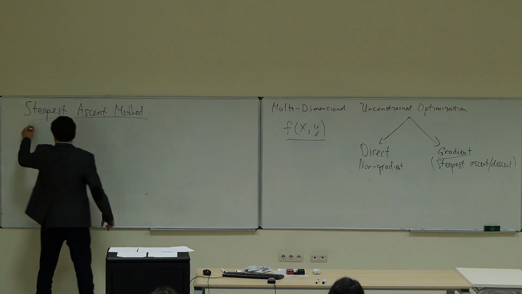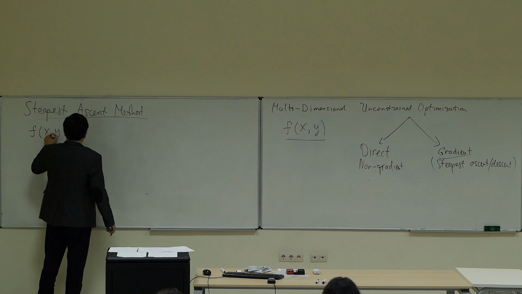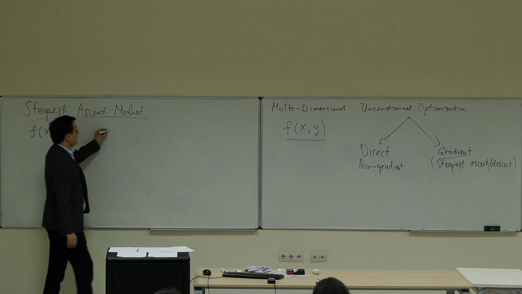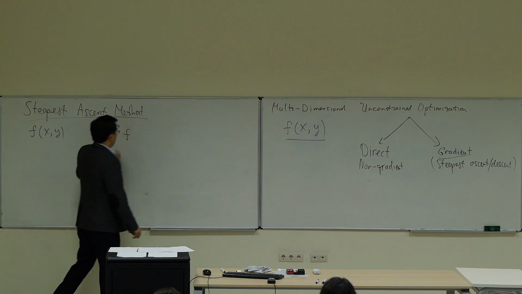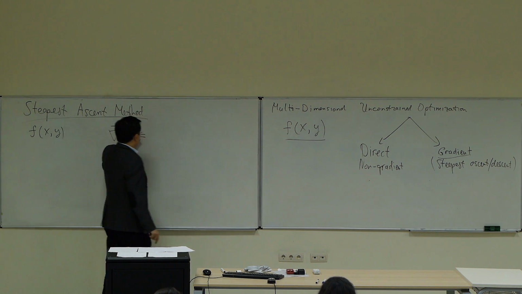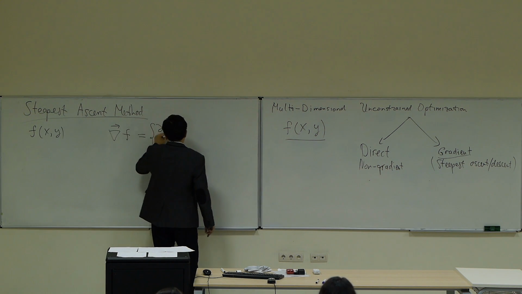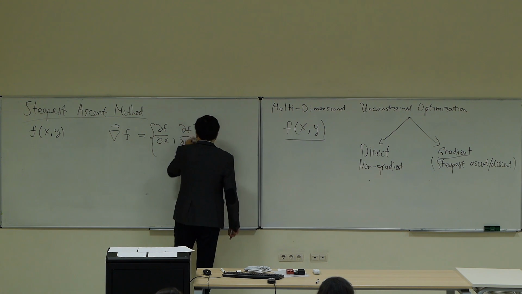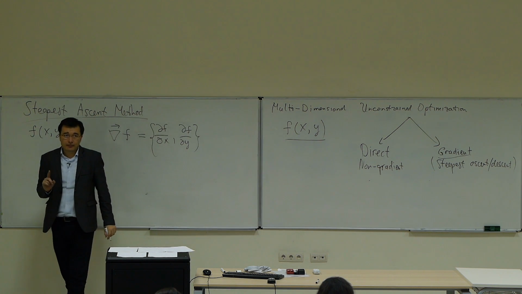Gradient of a function, again, we are talking about two-dimensional functions. Gradient of a two-dimensional function is a vector, this vector, which has the following components. The x component is df dx, and the y component is df dy. This is this vector, all right?